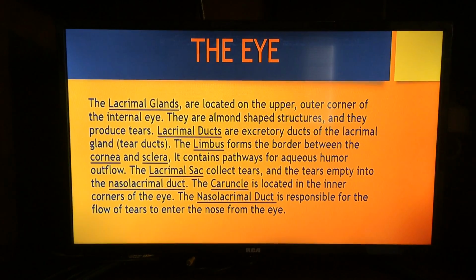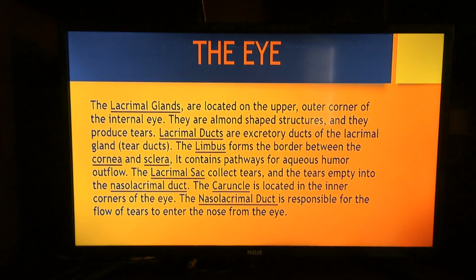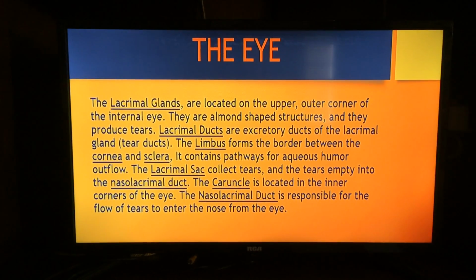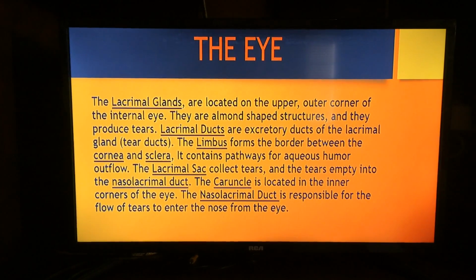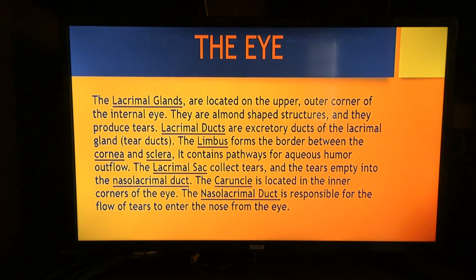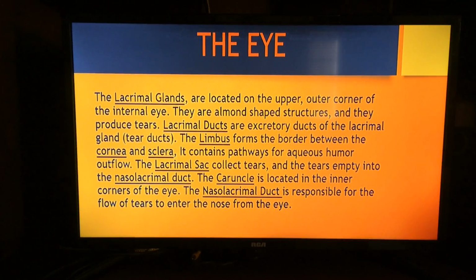The lacrimal glands are located on the upper outer corner of the internal eye. They are almond-shaped structures and they produce tears. Lacrimal ducts are excretory ducts of the lacrimal gland, which are the tear ducts. The limbus forms the border between the cornea and the sclera. It contains pathways for aqueous humor outflow.